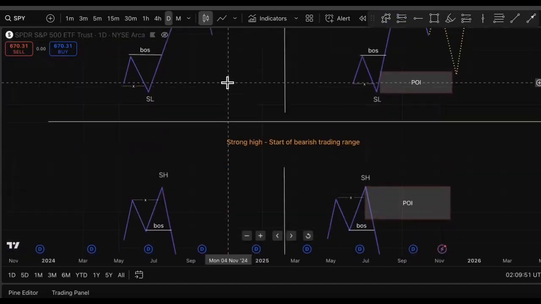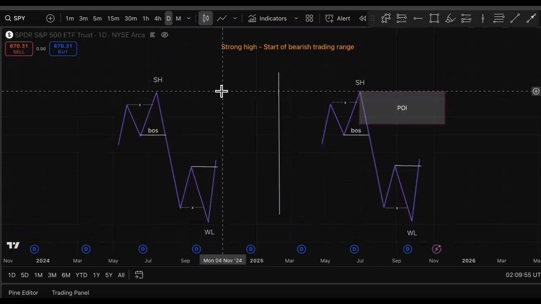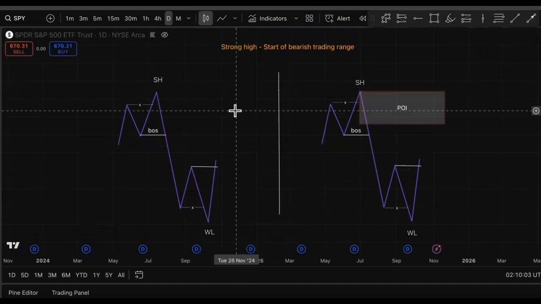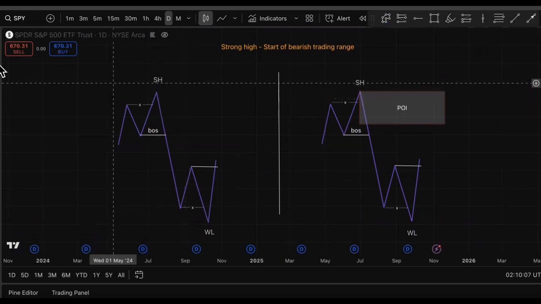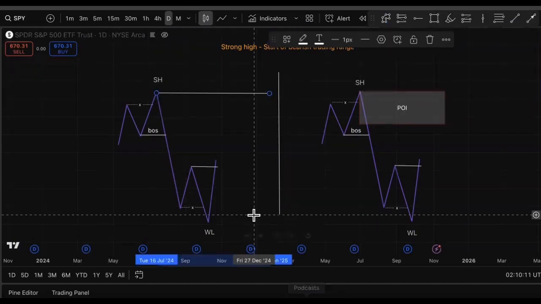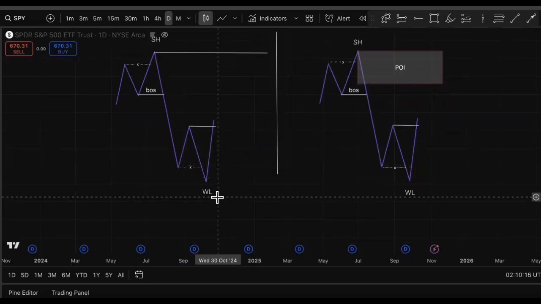For a bearish range, it's the same thing but opposite. So you're going to have a strong high in every bearish range that you have. That's going to be the start of the bearish range. And you're also going to have a weak low. And strong high, all that's saying is this is strong. Like, this shouldn't be broken. Something strong can't be broken. A weak low is weak. Like, we expect that to be broken. Therefore, that's going to be our target.